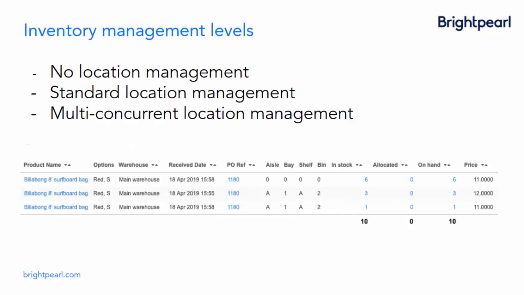There are 3 tiers of location management in Brightpearl. No location management, which means you don't track where inventory is stored, other than by warehouse. Simple location management, where every SKU is always stored in the same location for each warehouse, which is defined on the product record. And then there's multiple concurrent location management, where each batch of a given SKU can be stored in a different location based on where there's space, or perhaps using 2 locations, a pick location and a bulk storage location.